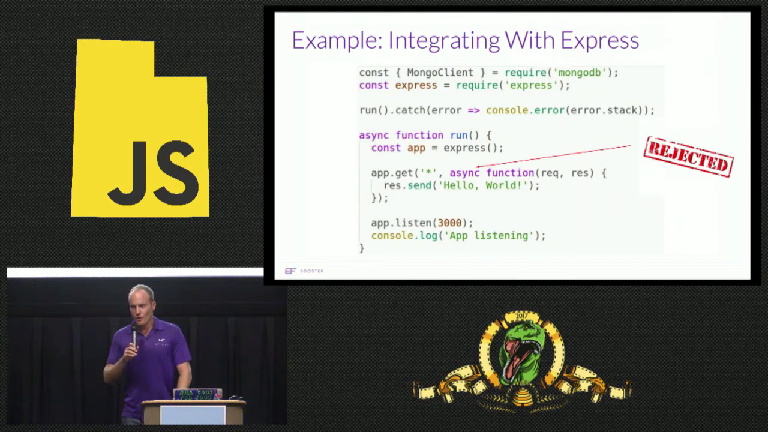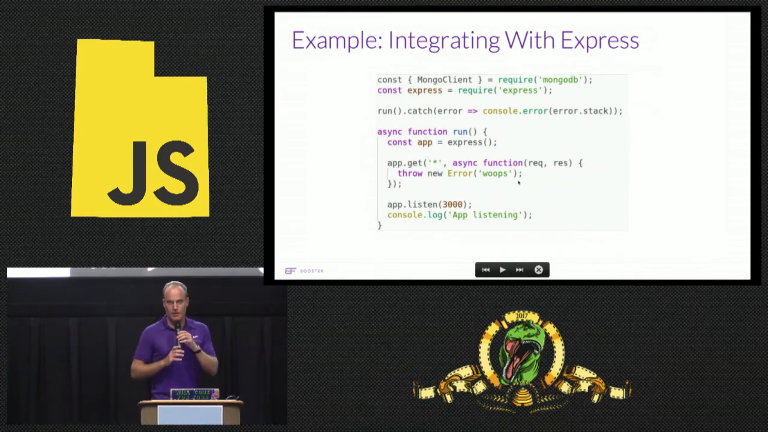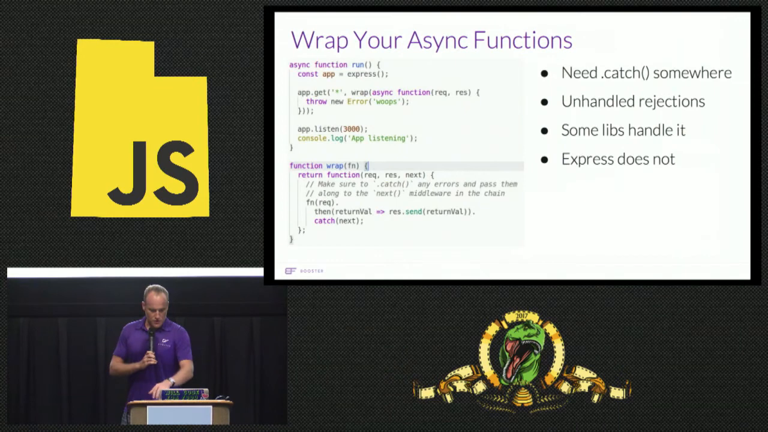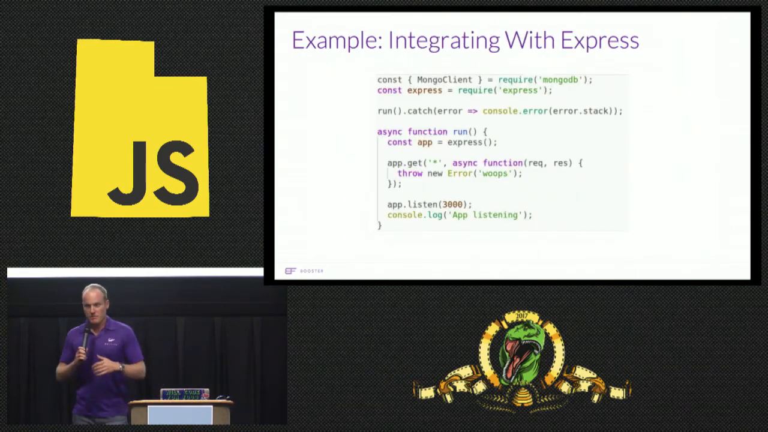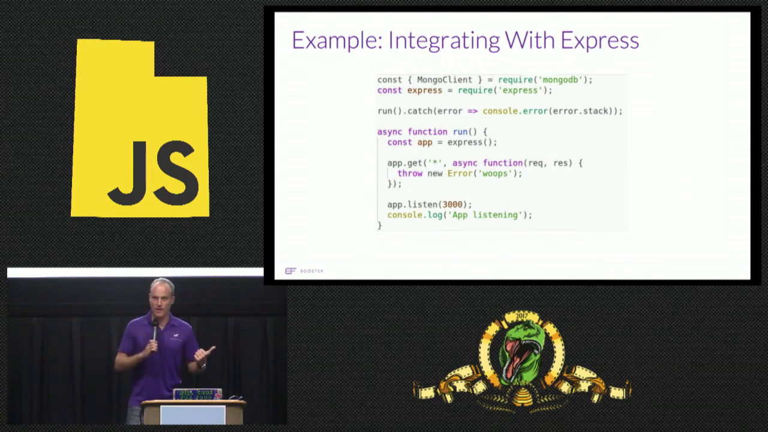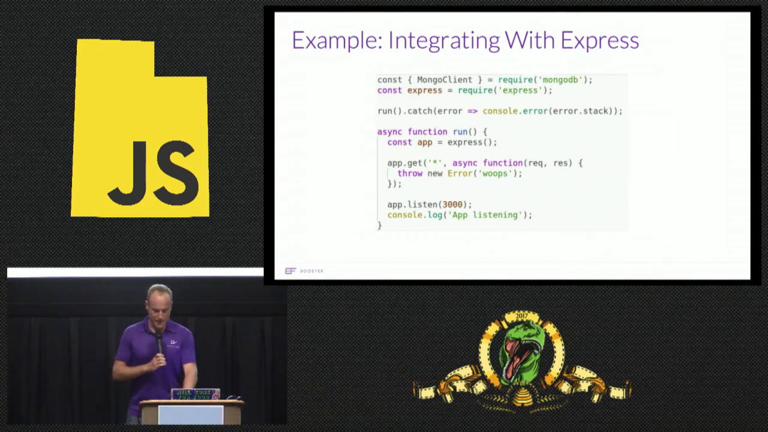So this will work, but things get a little bit tricky when you get something like this, where let's say you throw an error in the async function itself. What will happen here is that your server will never respond. It will hang forever, because Express doesn't integrate well with promises. It won't .catch on the promise returned from the async function for you. So you need to do that yourself.